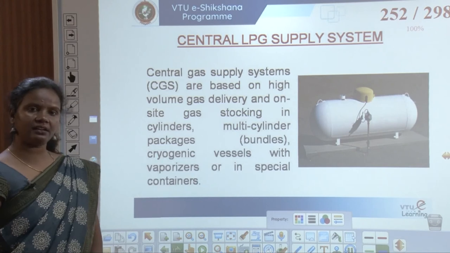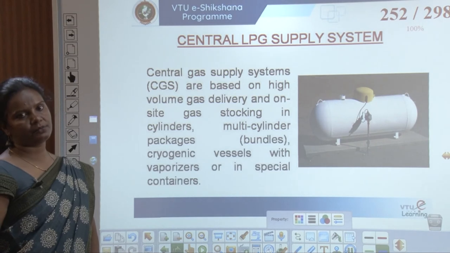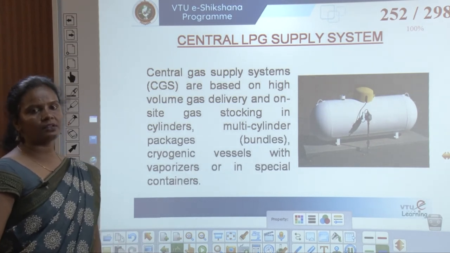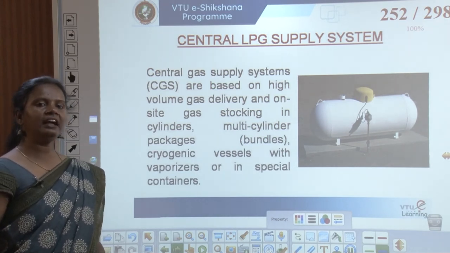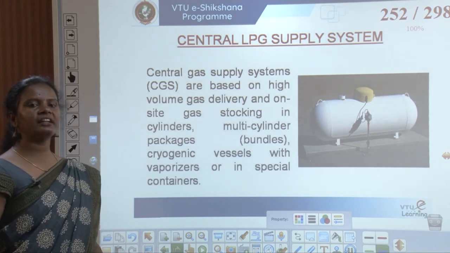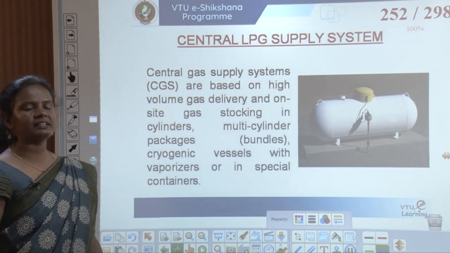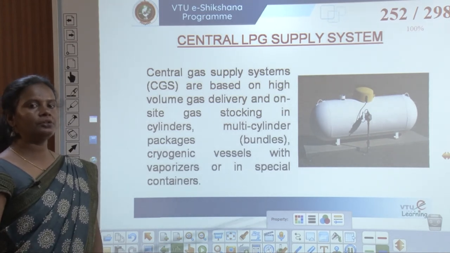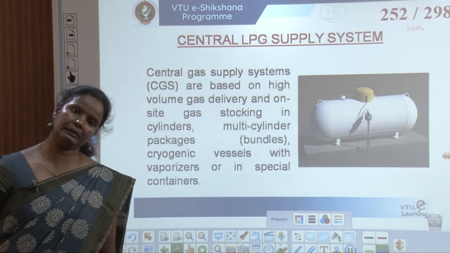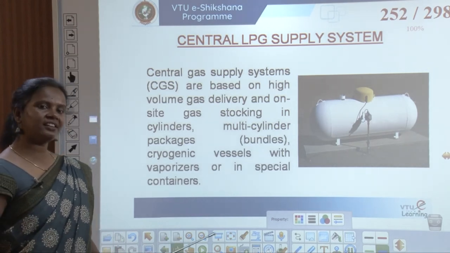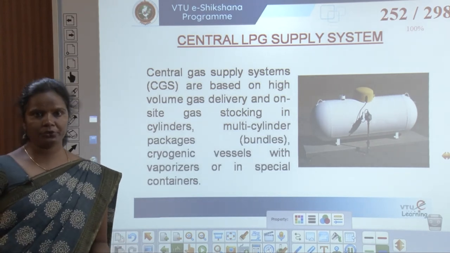Then this will be your second type of special services, that is the central LPG supply system. So the central gas supply system, or CGS, is based on high volume gas delivery and on site gas stocking in cylinders, multi cylinder packages, cryogenic vessels with vaporizers, or in special containers. So the central LPG gas supply system is where gas is supplied centrally to all parts of the building or to the city.